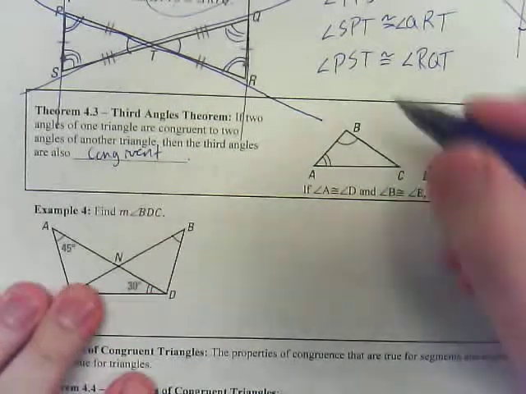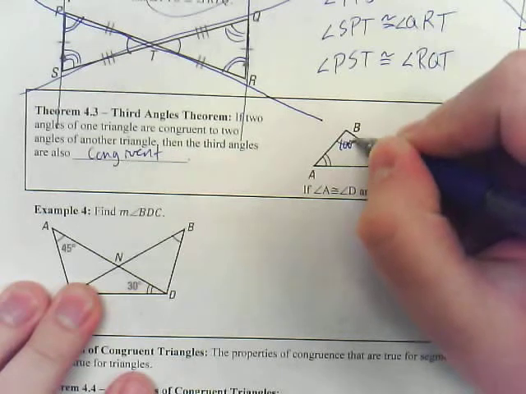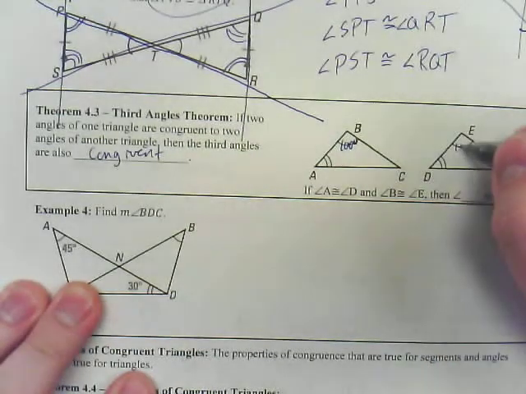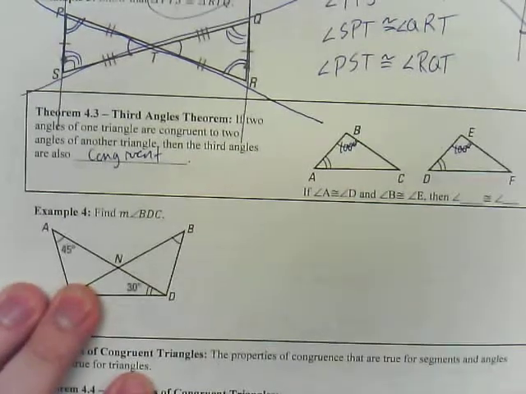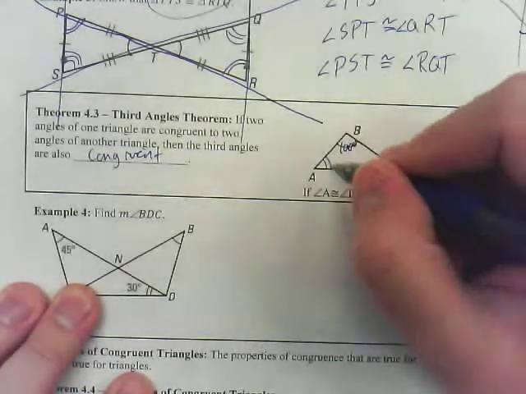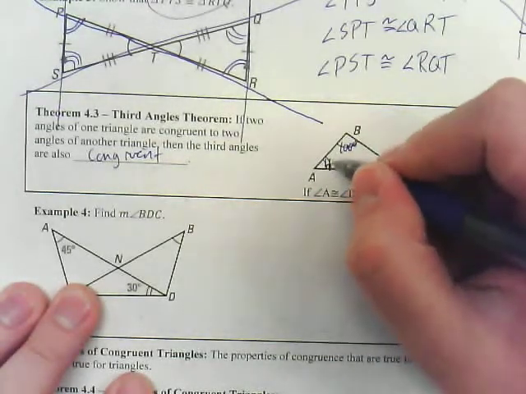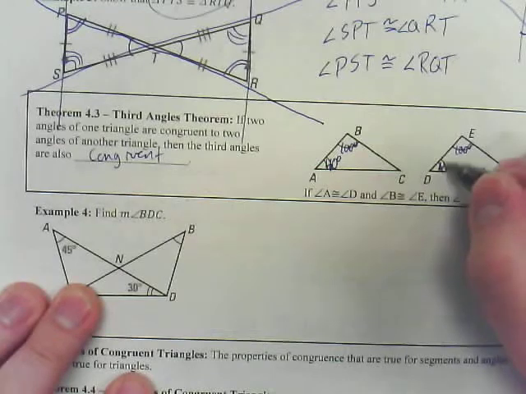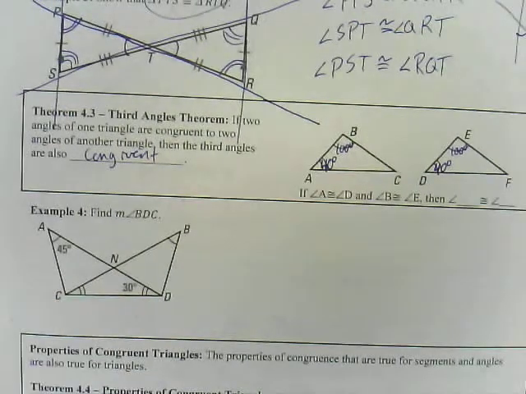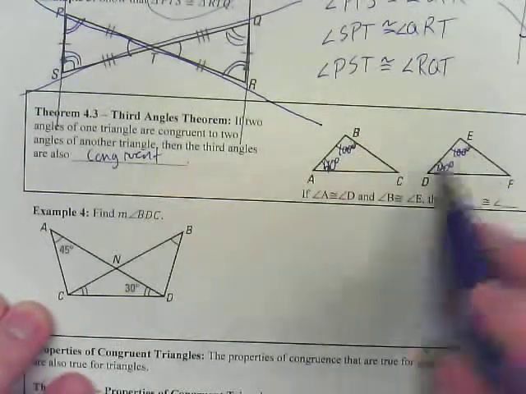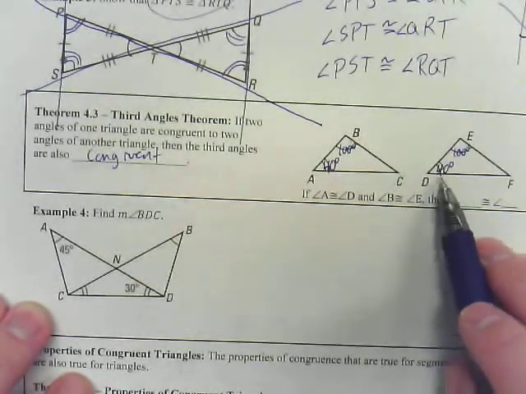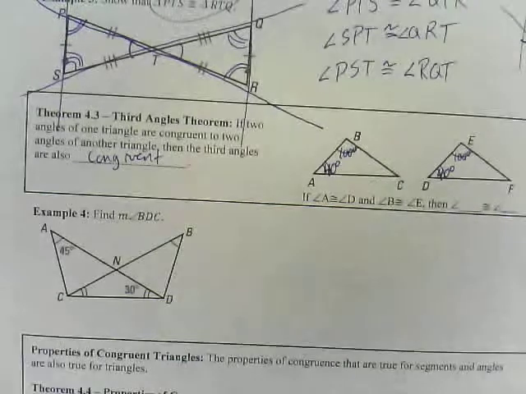So let's say that this is a 100-degree angle, which would mean that this is also a 100-degree angle. And then let's say that this is maybe a 40-degree angle, so this one would also be a 40-degree angle. Then if you know that this one's 100 and this one's 100, and that this one's 40 and this one's 40, then you would have to know that C and F have to be the same as each other.